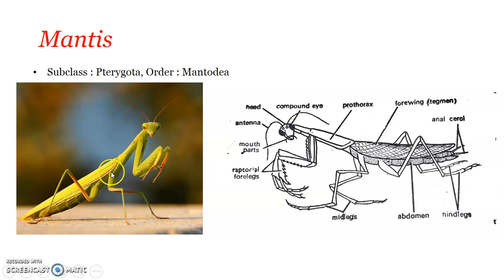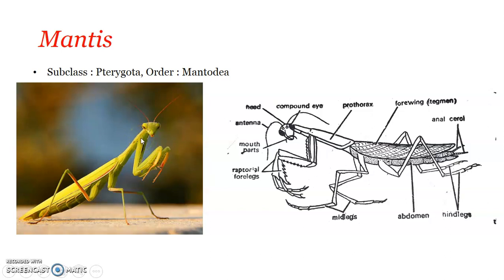The second one, the mesothorax, and the third thoracic segment in insects is referred to as the metathorax. In the case of the mantis, the prothorax is very much elongated, and the pair of legs on the prothorax is placed well towards the anterior part of the prothorax.